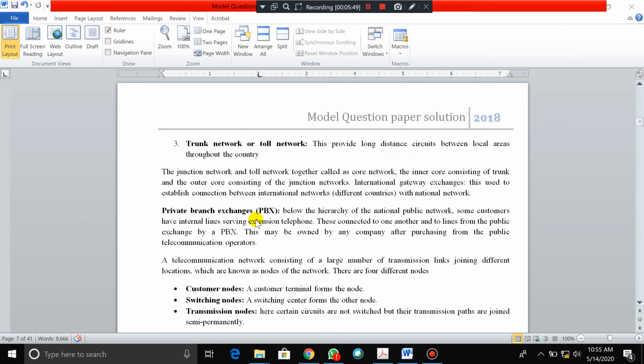Private branch exchange, which we call PBX, belongs to the hierarchy of the national public network. Some customers have internal lines serving extension telephones. These are connected to one another and to lines from the public exchange of the PBX. This may also be owned by companies after purchasing from public telephone operators.